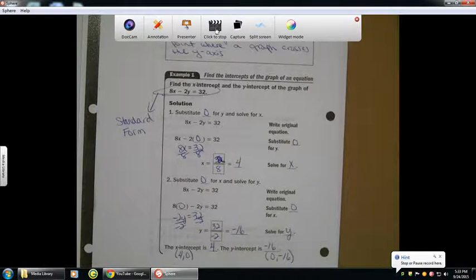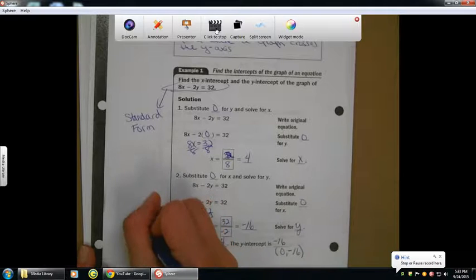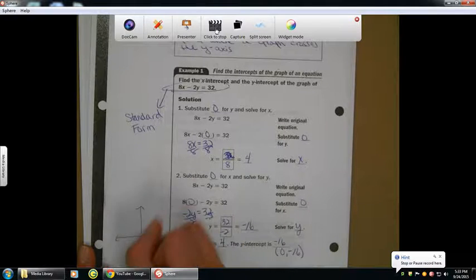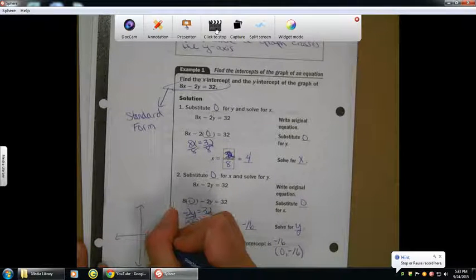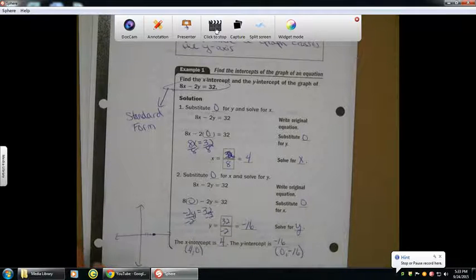If you think about a coordinate plane, I'm going to draw a little tiny coordinate plane right here. Okay? And 4, 0 is, I would say, right about there. That is our x-intercept. Notice the x-intercept lies on the x-axis. Our y-intercept is 0, negative 16. Our y-intercept lies on the y-axis. So if you are ever plotting the x and y-intercepts and they're not lying on either the x-axis or the y-axis, you did something wrong.